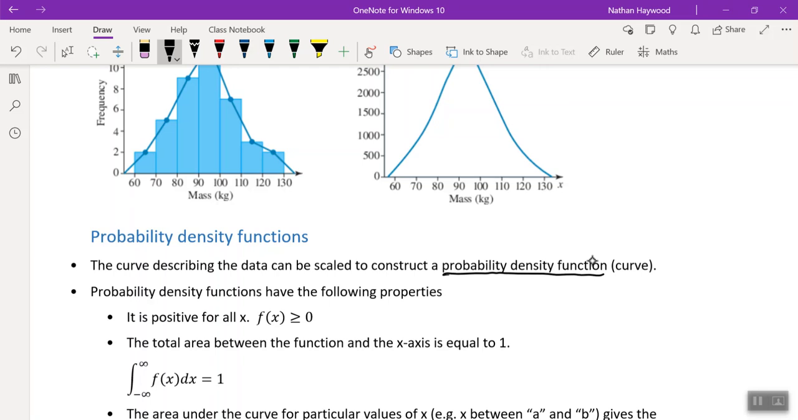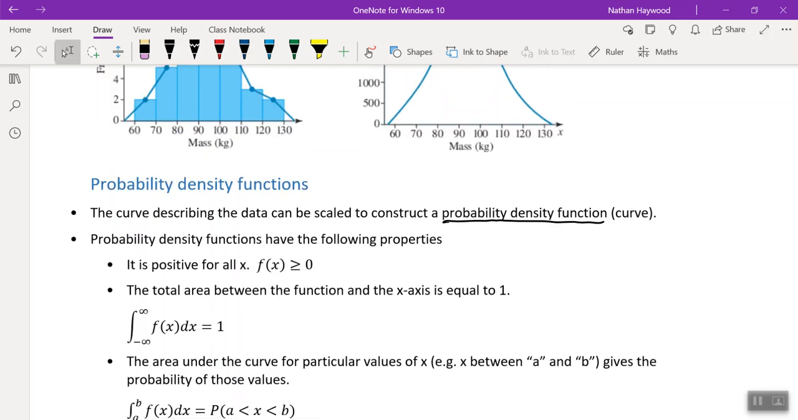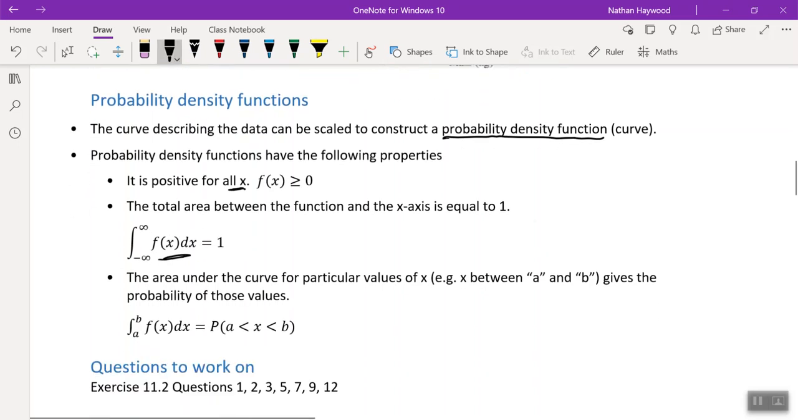You're probably going to get sick of these. They have the following properties. It is positive for all x's. The sum of all of those in there sum to 1. So between negative infinity and infinity, and the area under the curve gives us the probability of those values.